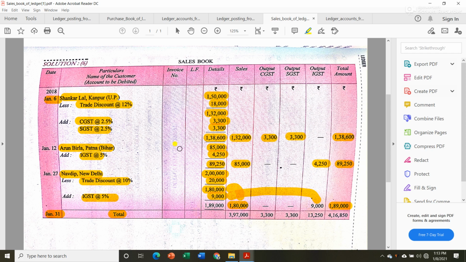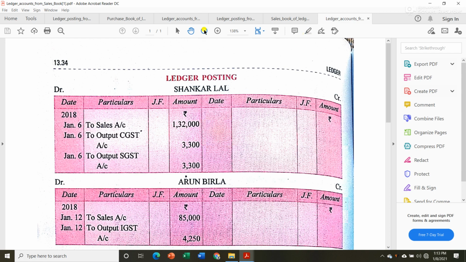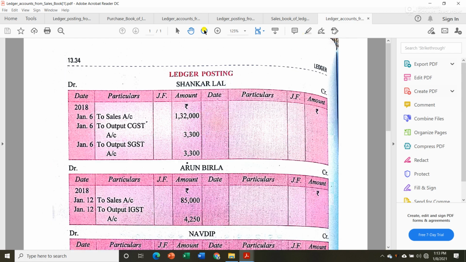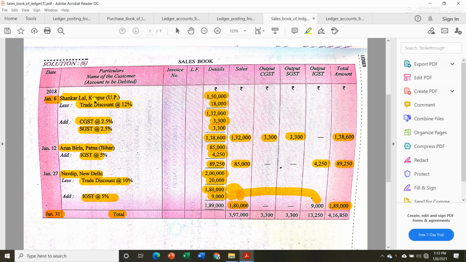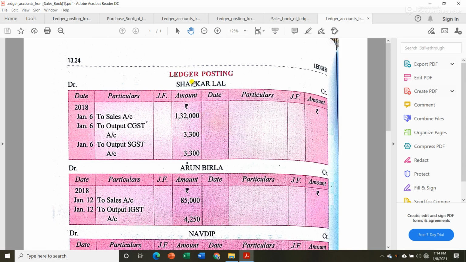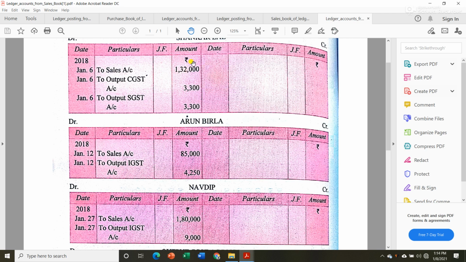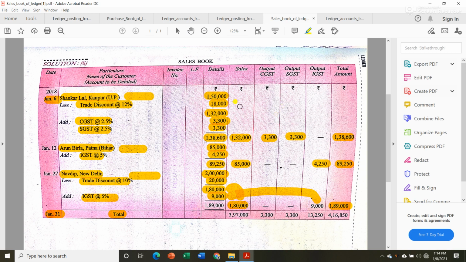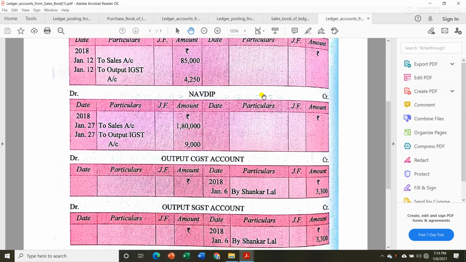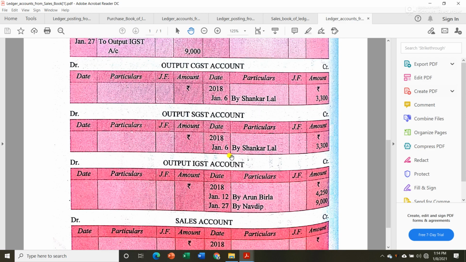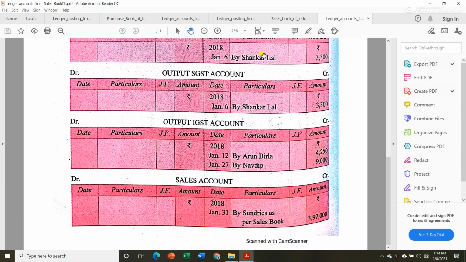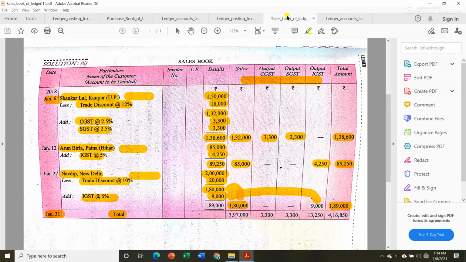Okay, now let us move on to the ledger posting. Ledger posting will be the same as we have already discussed in the purchase book. Let's see how many parties we have. 1, 2, 3. So first you prepare 3 ledger accounts, one for each party. Leave some space, and then prepare the 3 accounts. Then next, ignore the details column and total amount column. Then we have 4 columns. For those 4 columns also you have to prepare ledger accounts: output CGST, output SGST, output IGST, and sales account.